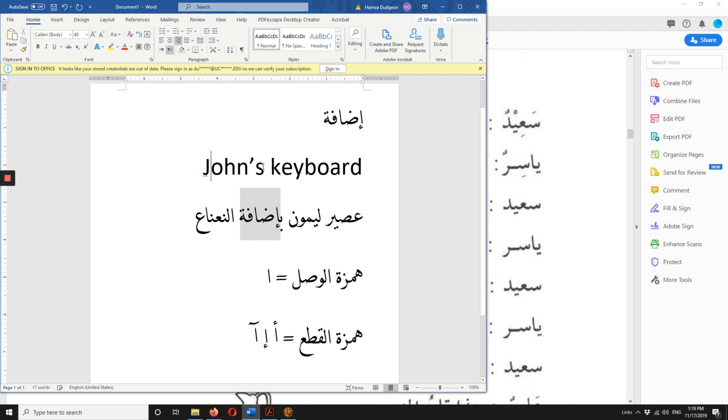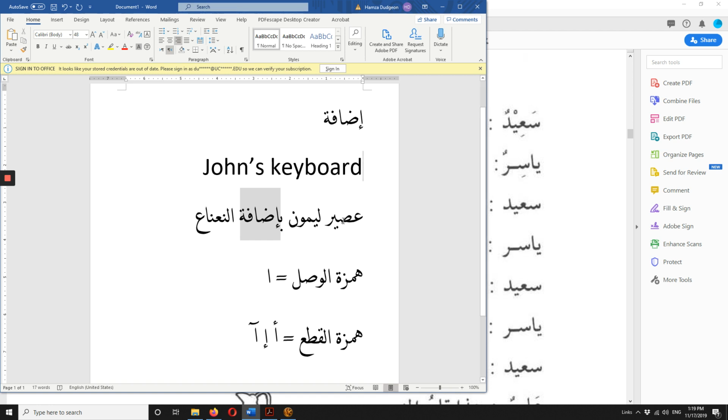That is possession. That apostrophe and that S stands for possession. It is John who is possessing the keyboard, right? The keyboard is possessed and John is the possessor. All right. And idafa can also be used in Arabic to mean including in something, or possessed by something, it's included.